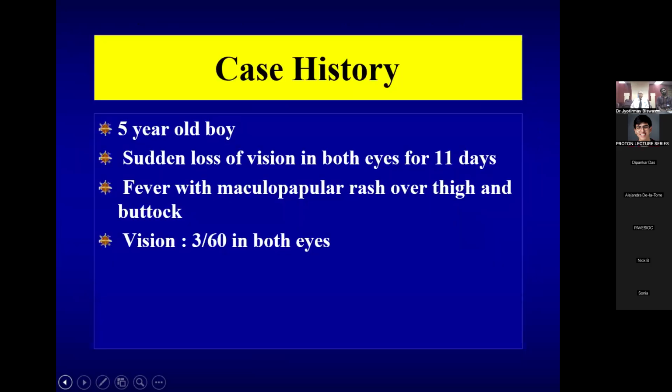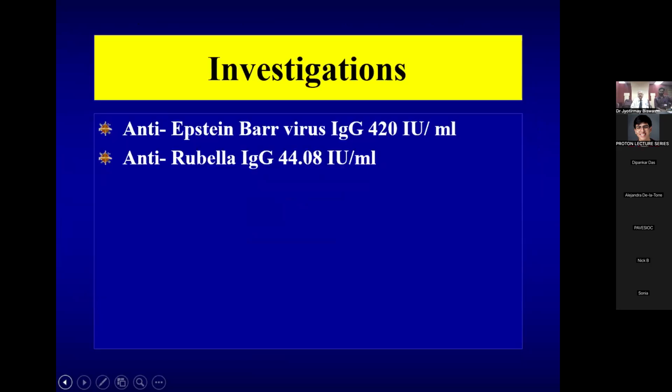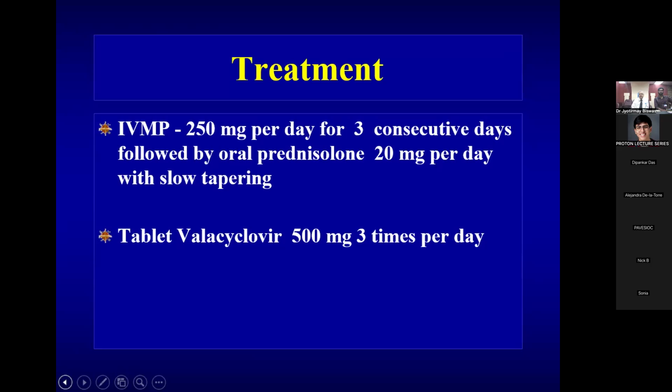infection. This boy had sudden loss of vision in both eyes for 11 days, and fever with a maculopapular rash over the thigh and buttock. Vision was grossly decreased, 3/60 in both eyes, and he had extensive frosted branch angiitis. Anti-Epstein-Barr virus IgG was 420 international units. Anti-rubella virus was also elevated, but he was given IV methylprednisolone, followed by oral prednisolone and tablet valacyclovir.